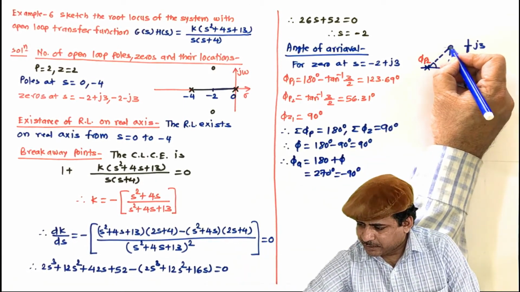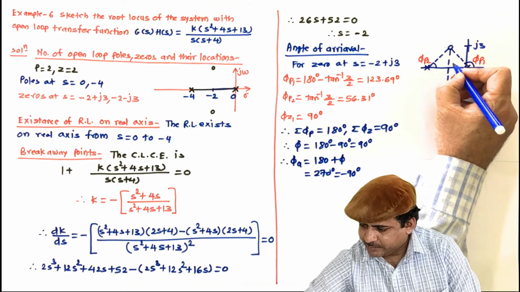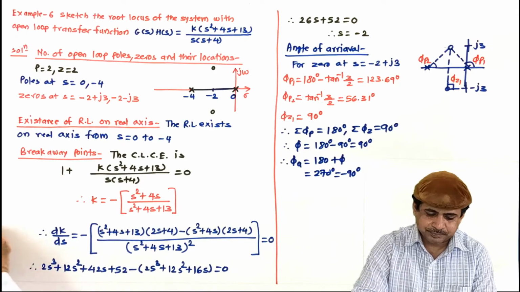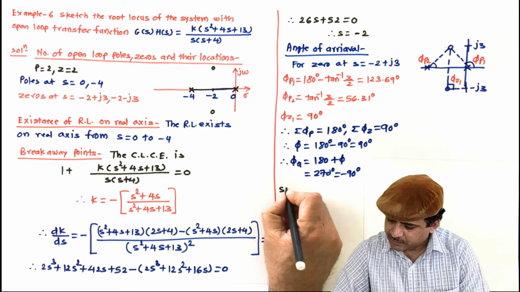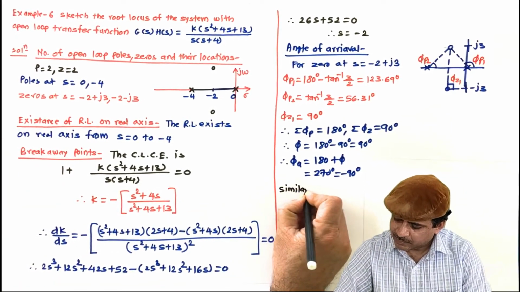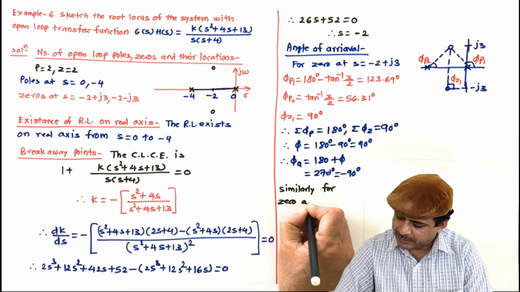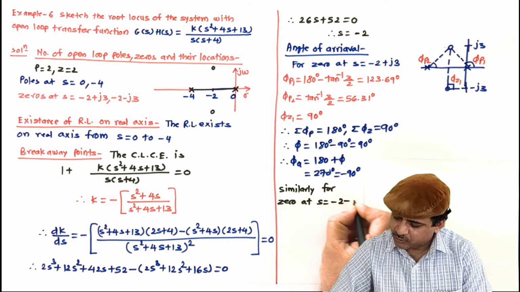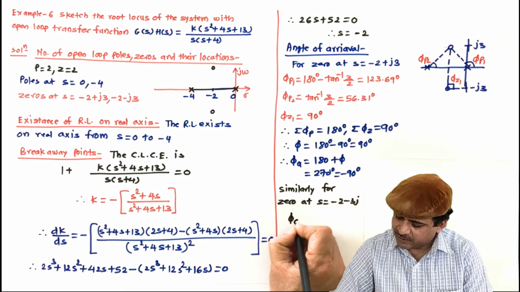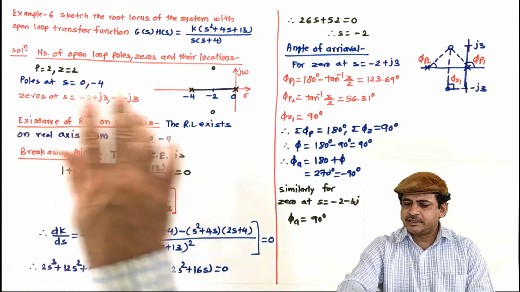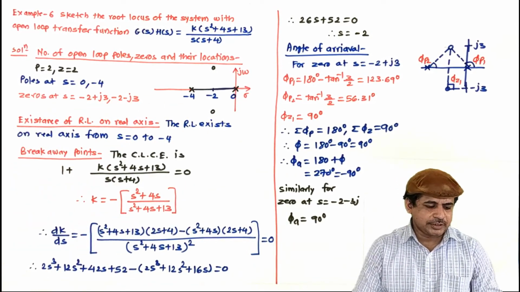So this angle will be minus 90, means when the pole is moving from this to this, it will be plus 90. Similarly, for the zero at s is equal to minus 2 minus 3j, phi a will be equal to plus 90 degree. And this information gathered is enough to sketch the root locus.